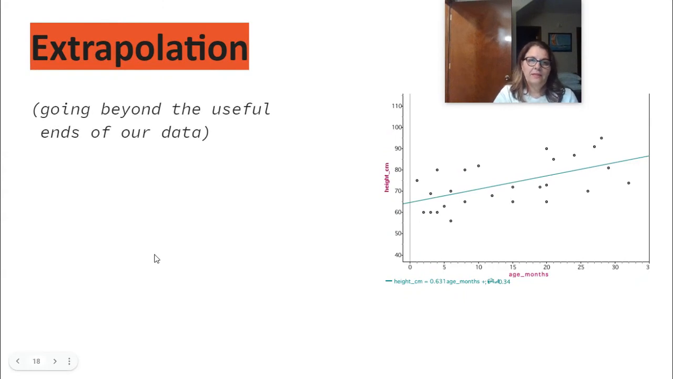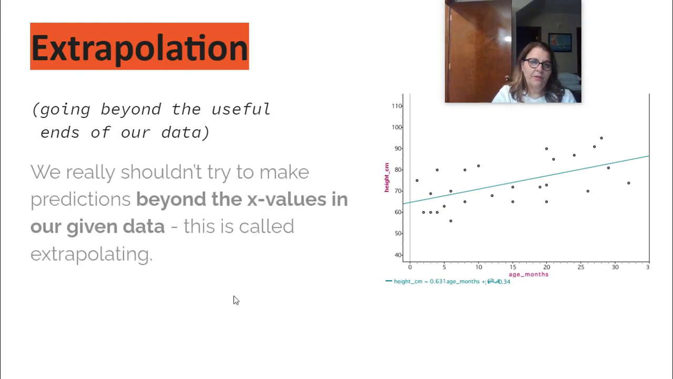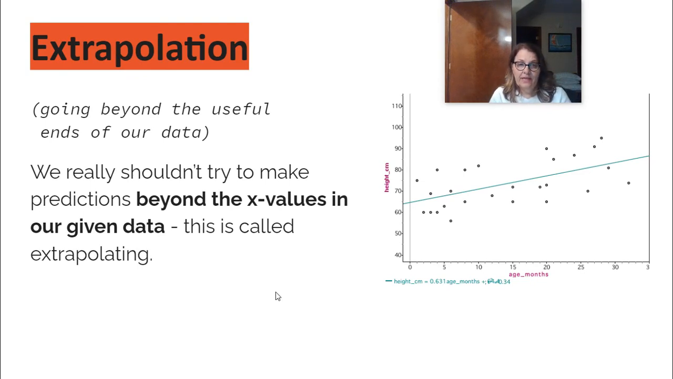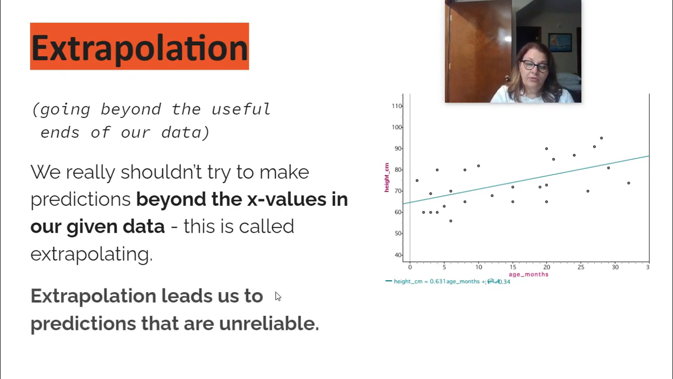Extrapolation basically says when you go beyond the ends of our data, our data only went up to a little over 30 months. As you can see, if you start going outside of that, it makes your predictions unreliable. We really shouldn't try to make predictions beyond the X values in our given data, because this is called extrapolating. And extrapolation leads to predictions that are unreliable, like telling you someone at 40 years old is going to be 12 feet tall, or an 18-year-old being 6 feet 7 inches.